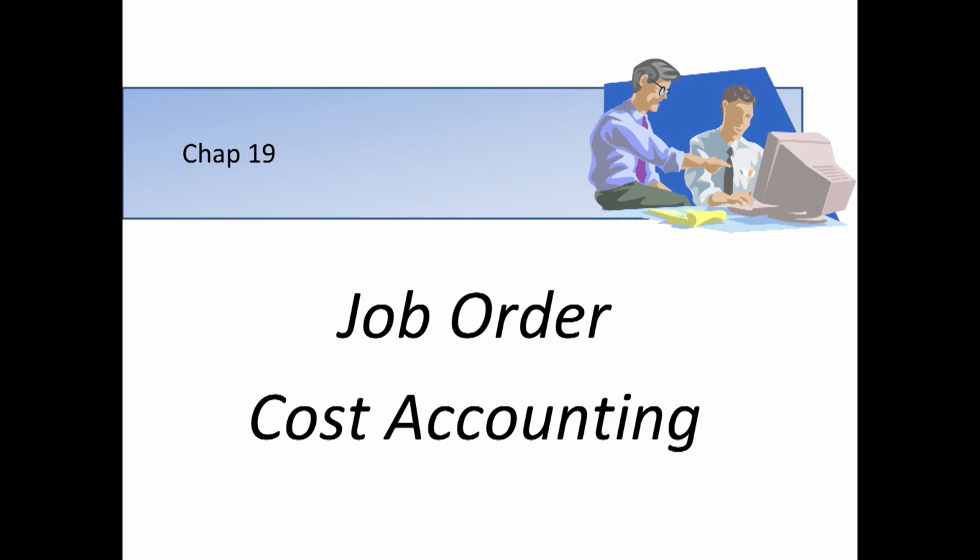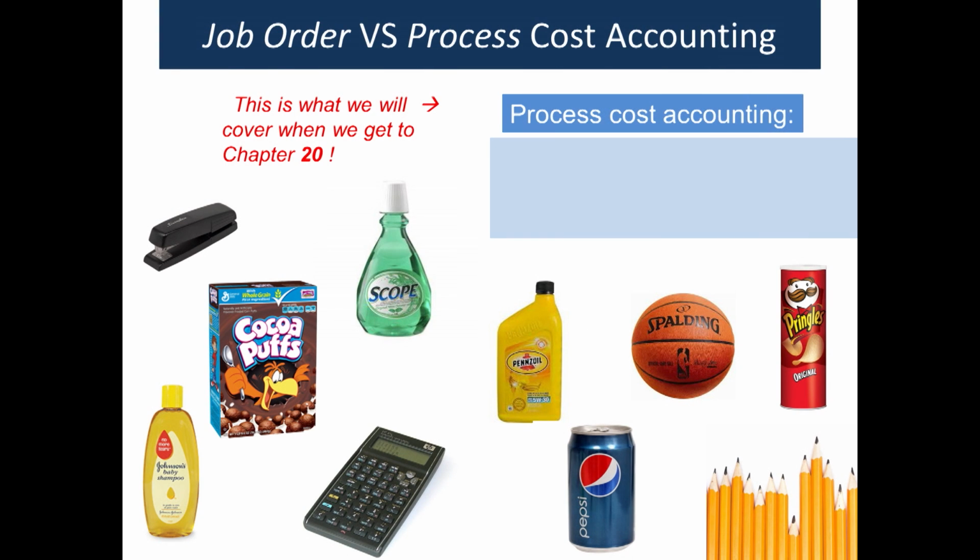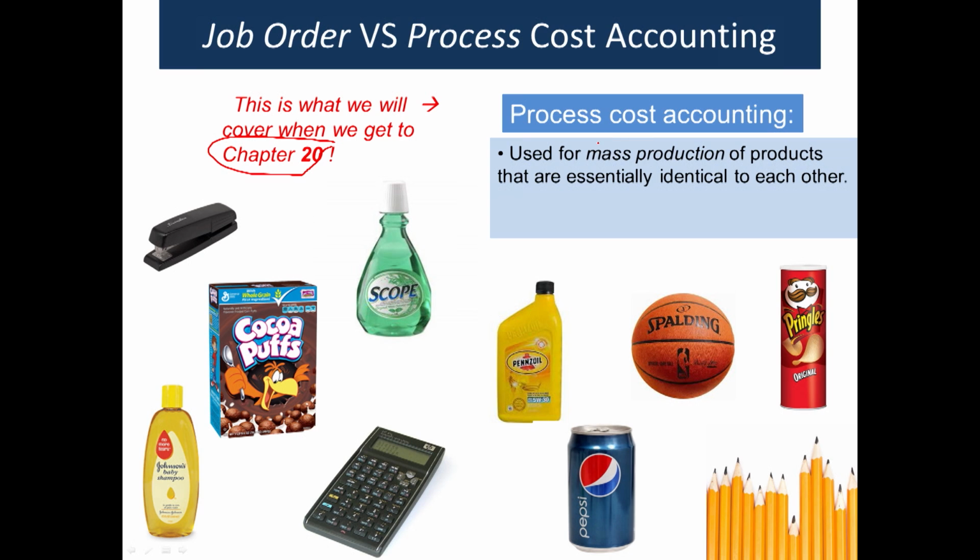Okay, let's go back to chapter 19. We started chapter 19 last time, didn't we? Now, we talked about, first of all, process cost accounting, which is not chapter 19, but is rather chapter 20. These are items that are mass produced. They're essentially identical to each other, and they are continually produced. That's chapter 20. That's not this chapter.